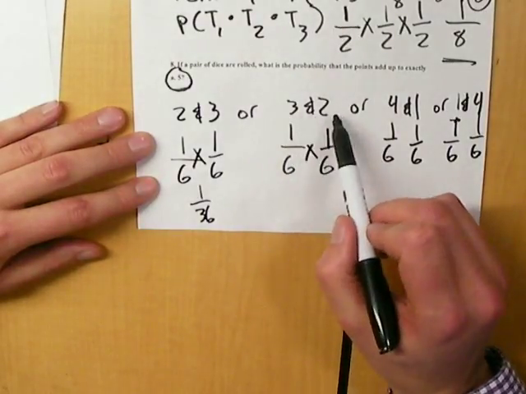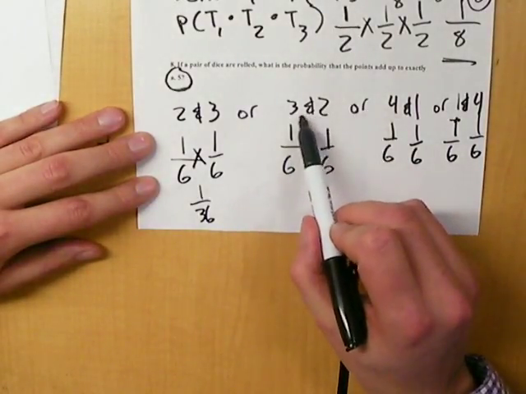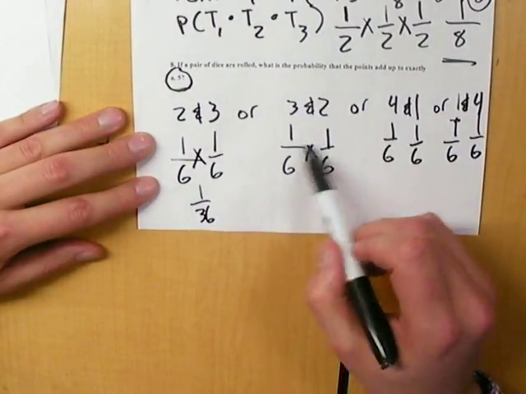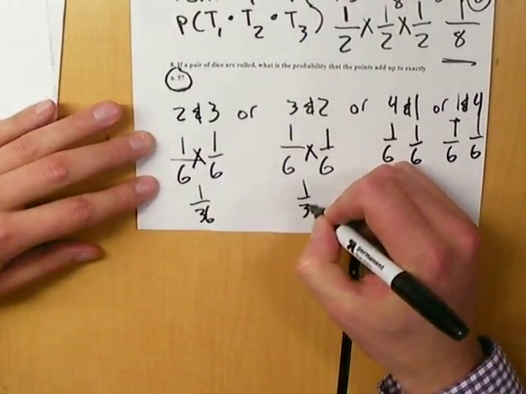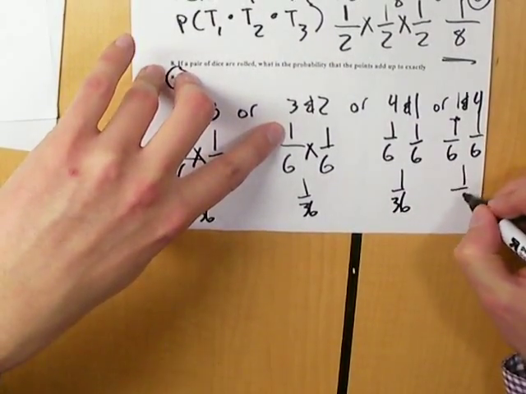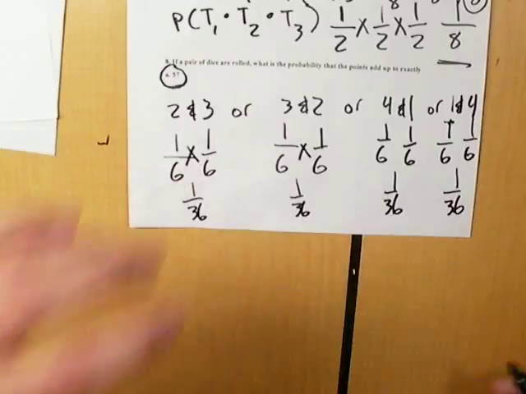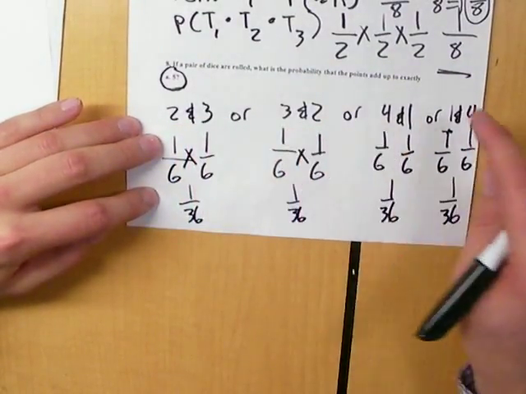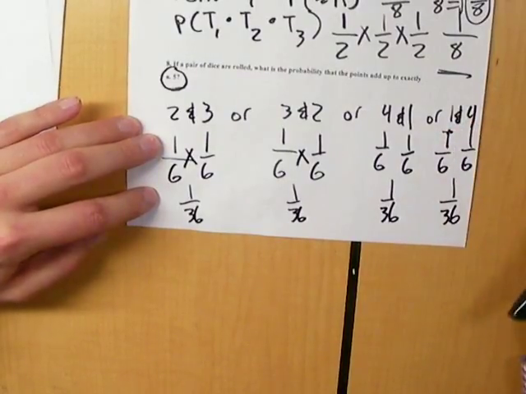What's the probability of getting a 3 and a 2? It's an AND problem. The probabilities are independent. So 1/6 times 1/6, which would be 1/36. And again, kind of repetitive here. It's going to be the case for each of these, 1 over 36. So there's the AND problem. We want a 2 and a 3, we want a 3 and a 2, we want a 4 and a 1, we want a 1 and a 4.